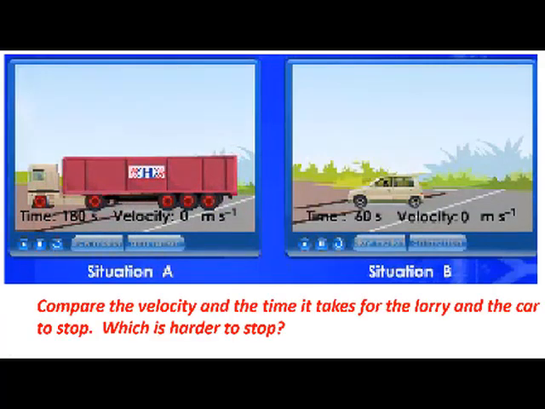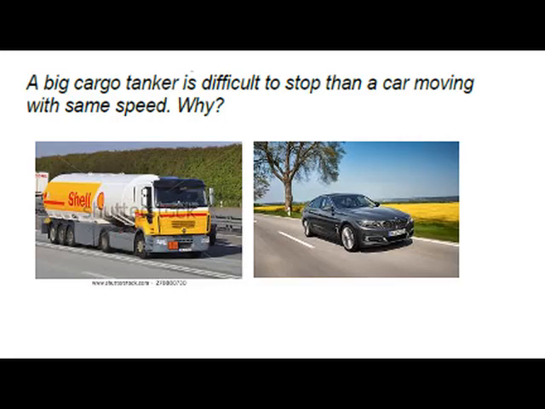From the same initial velocity, the lorry takes a longer time to brake, hence it is harder to stop than the car. So a big cargo tank is more difficult to stop than a car moving with the same speed. Why?